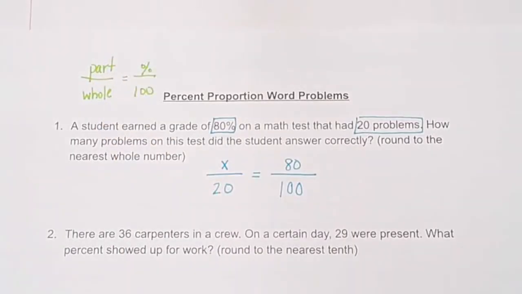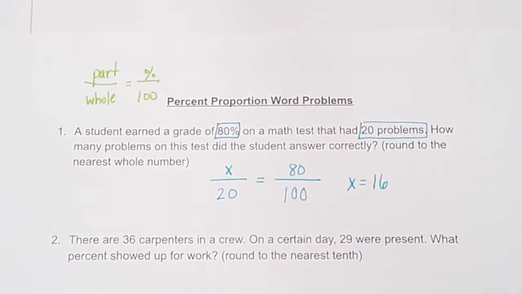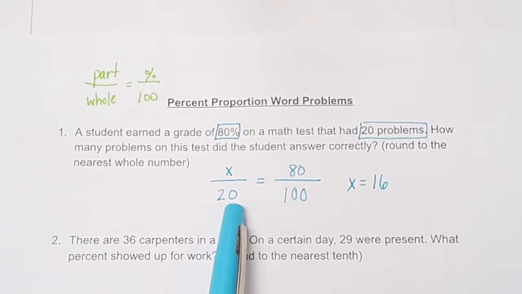So once again, use your Desmos calculator. You're doing 20 times 80. You get 1,600. Then I divide by 100, and I get an answer of 16. What that tells me is that there were 16 questions on the test that this student got right. 20 total questions on the test, but only 16 did they get correct.